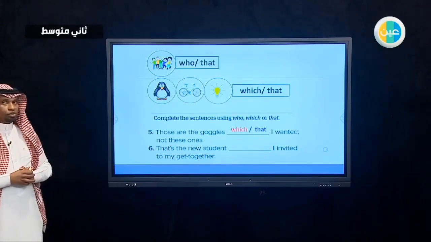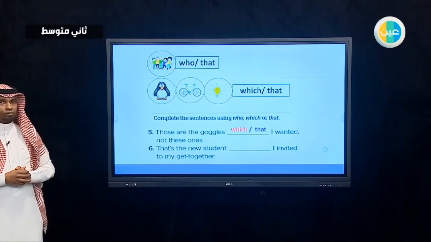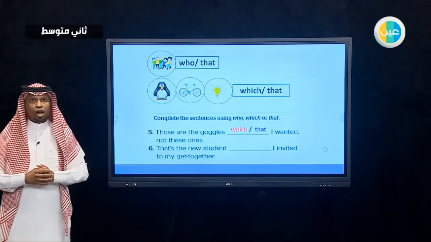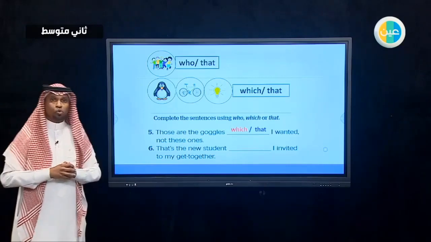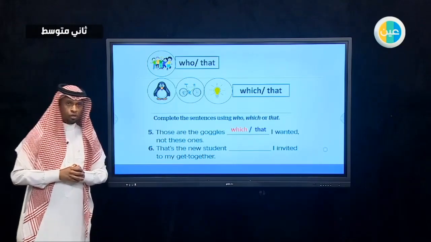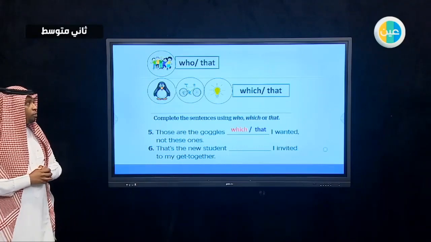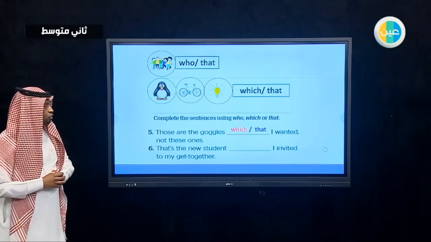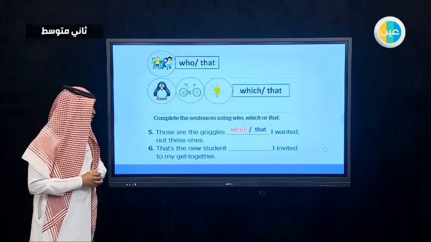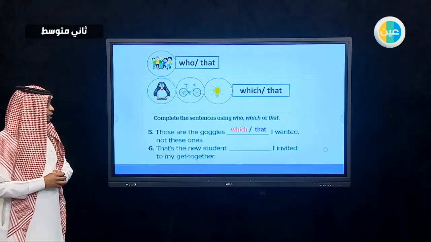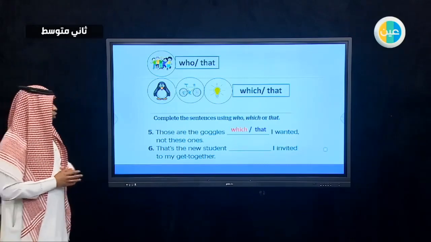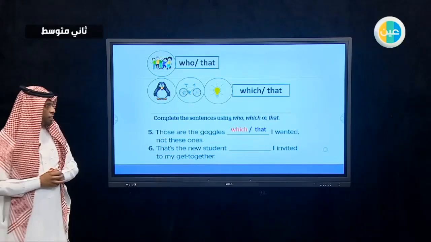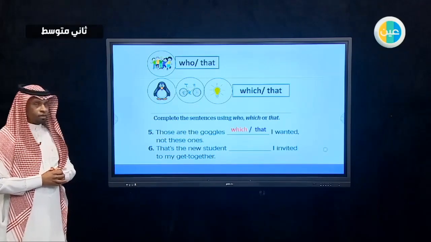That's the new student. Good. Student means a person who goes to school. A person who goes to school. So the answer will be who. So that's the new student who I invited to my get-together. We can also say that's the new student that I invited to my get-together. Good.